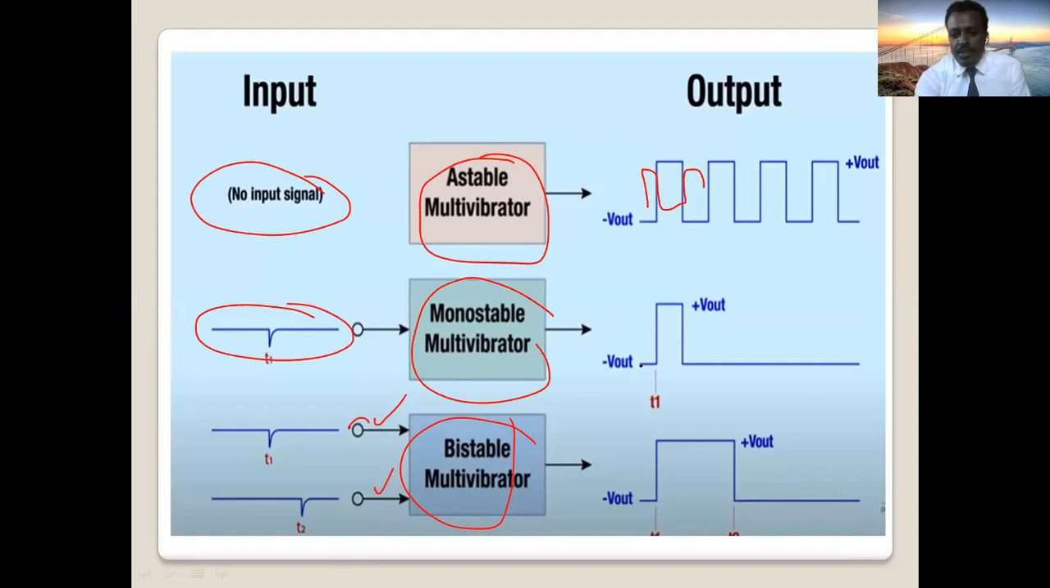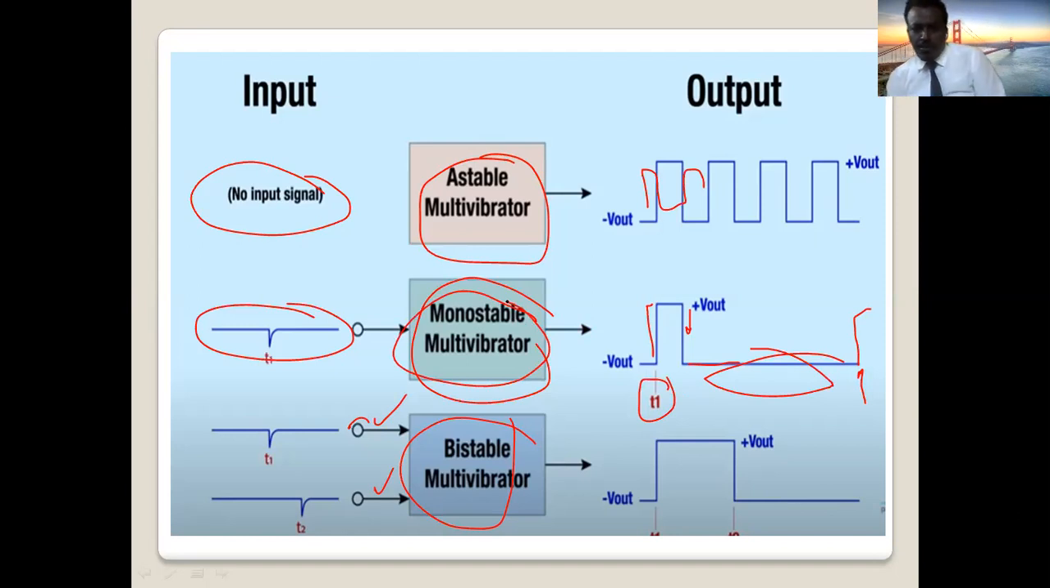Look here. When you apply input, it changes state. But to change from high to low, no input. Now it remains off. The output remains off until we apply input. If you apply input here, now the state will change. So this is a stable state. That's why it's called a monostable multivibrator or monostable mode. So you can configure your timer as astable, monostable, or bistable modes of operation.